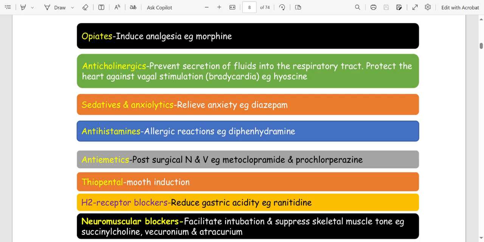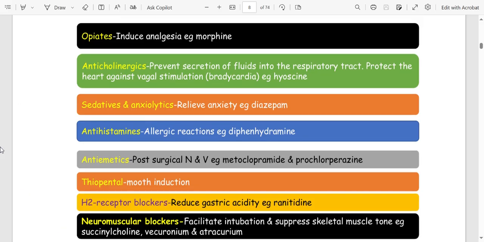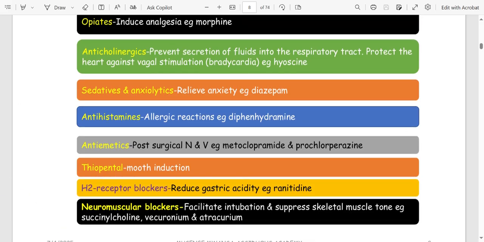You also give neuromuscular blockers to facilitate intubation and suppress skeletal muscle tone. Okay, to suppress skeletal muscle tone. Remember, when you are giving anesthesia to have a surgery, the muscles shouldn't be contracted, they should relax. So to suppress that tone, you can give these neuromuscular blockers like succinylcholine, vecuronium, and atracurium. So please just take note of these classes of drugs and the reason as to why you are giving them.